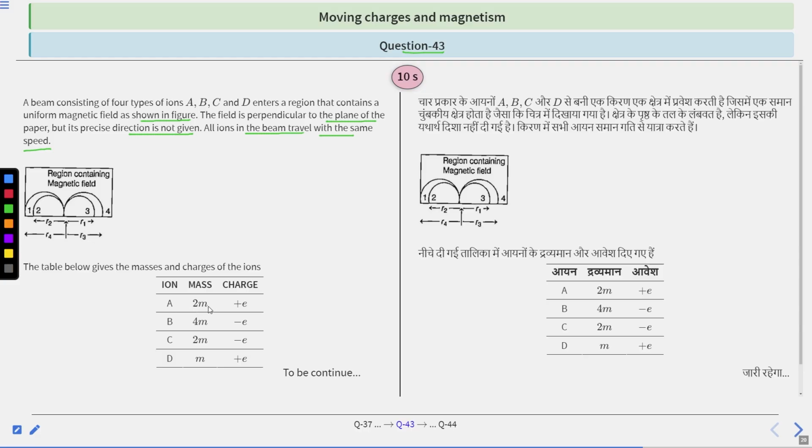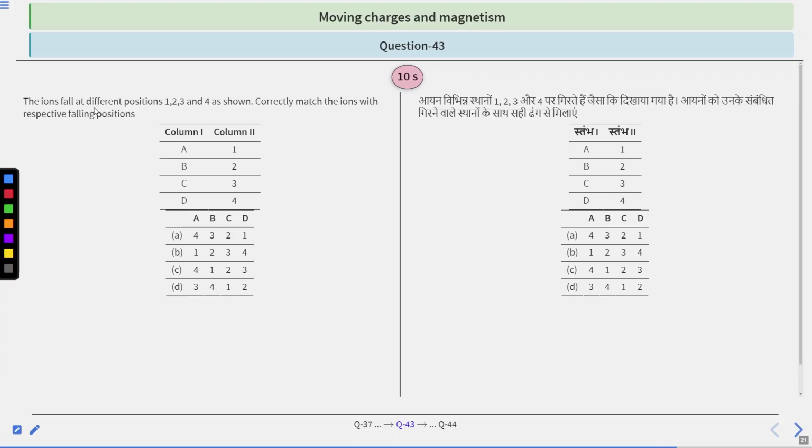Ion A has mass 2m, ion B 4m, ion C 2m, and D, and the charges are plus e, minus e, minus e, plus e. The ions fall at different positions 1, 2, 3 and 4 as in the column. Correctly match the ions with their respective falling positions, column first and column 2. You have 10 seconds to solve this question. After 10 seconds, we will provide the solution of this question.